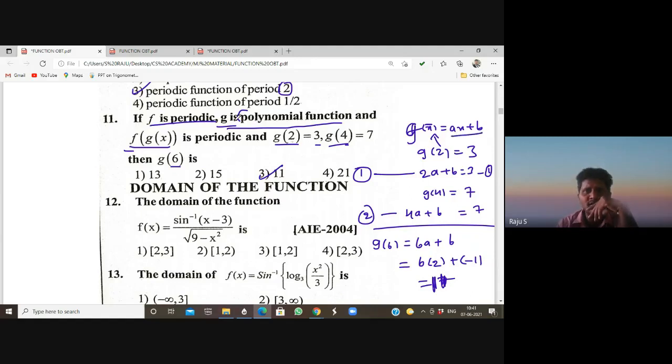Understood? We should take g as a polynomial. That polynomial I want to take as ax plus b. If they give 3 conditions, like again g of 5 is equal to some value, then you can take a quadratic. Because a quadratic, ax square plus bx plus c, has 3 constants and 3 conditions.